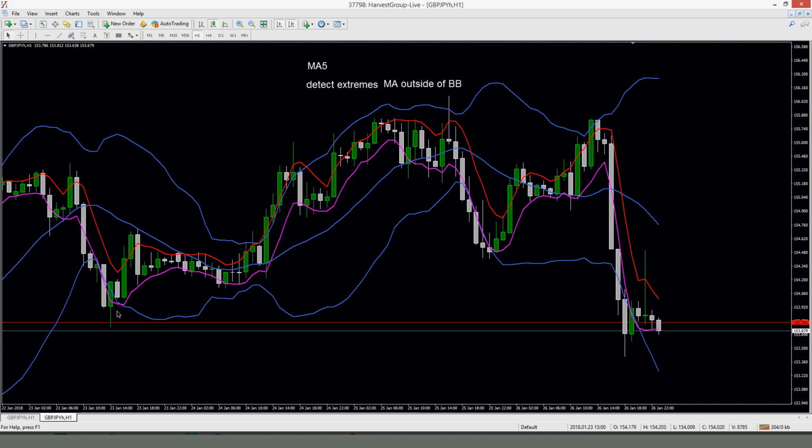Okay, and at the bottom we have MA5 low outside of the Bollinger Band. So this is now called an extreme buy. All right.